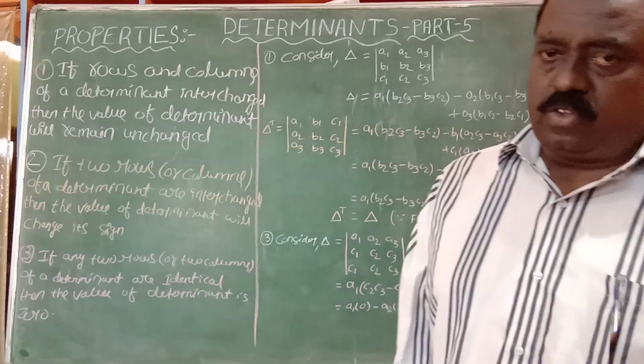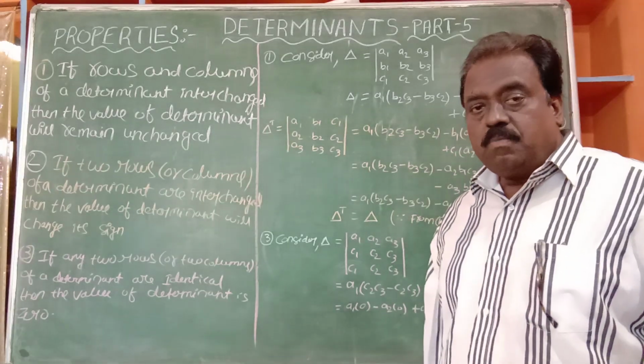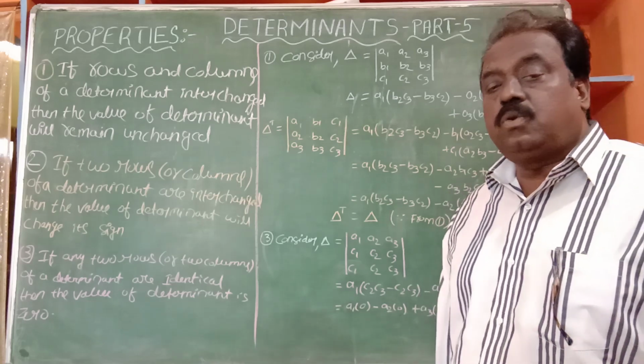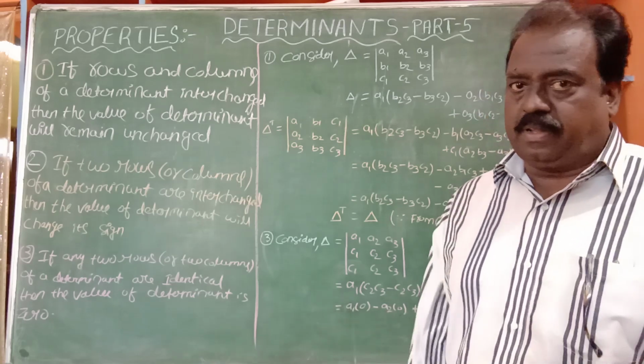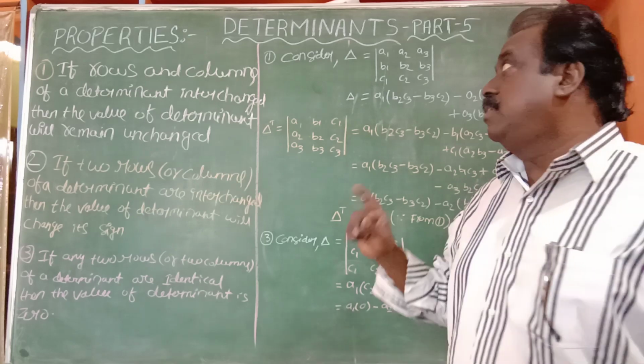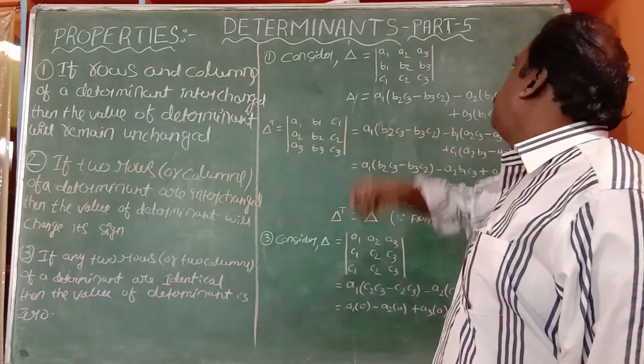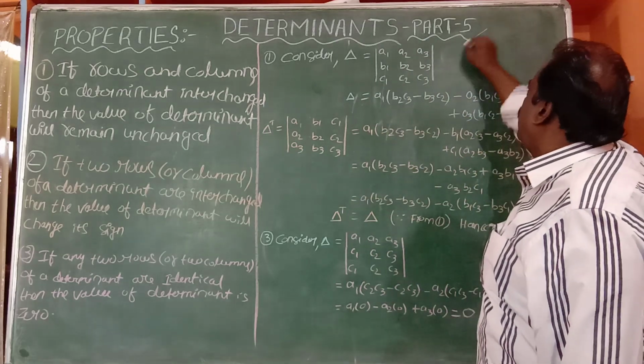After that exercise, before going to solve exercise 4.2, we need to find some properties related to determinants. This is the fifth part.